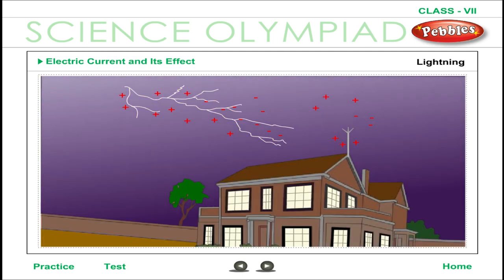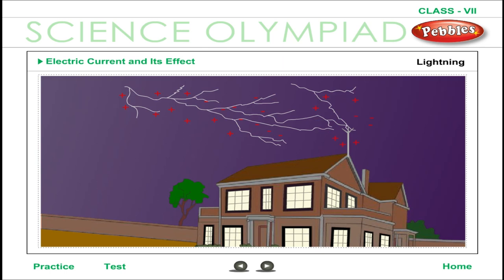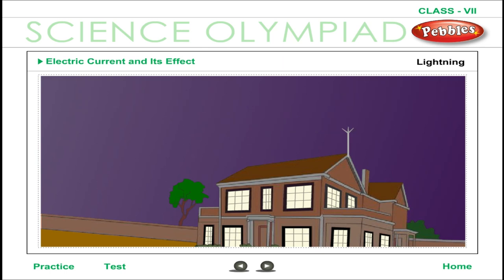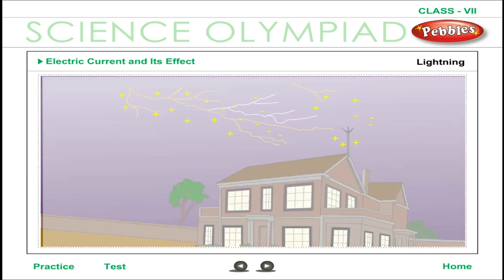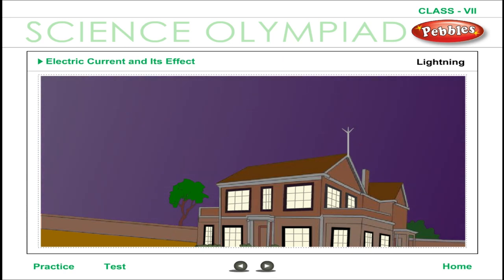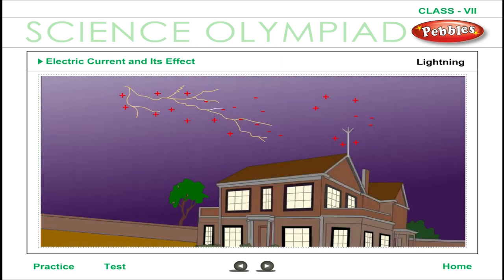Lightning. When two clouds with unlike charges come very close to each other, the charge flows with high speed from one cloud to the other through air between them. A huge spark between the clouds is thus produced. This spark is called lightning.